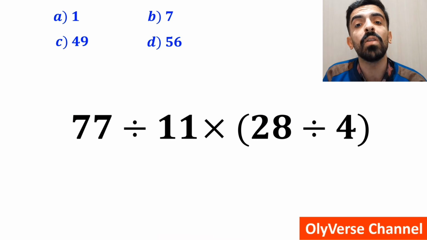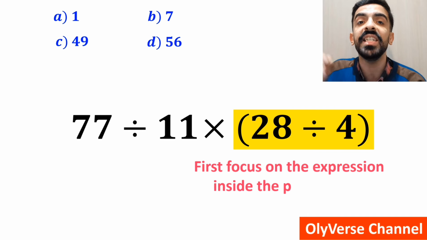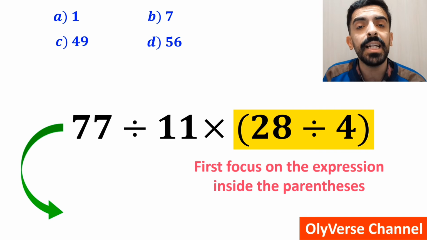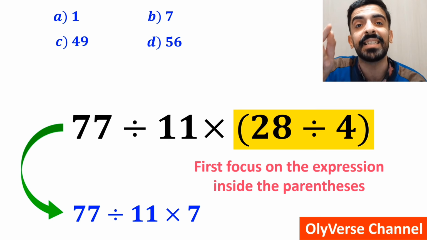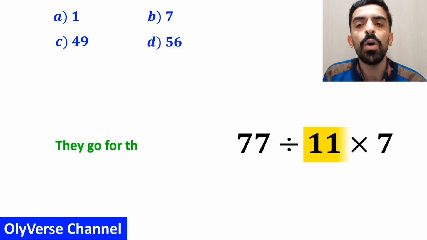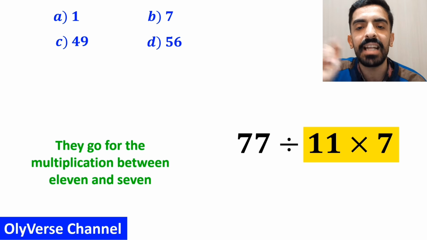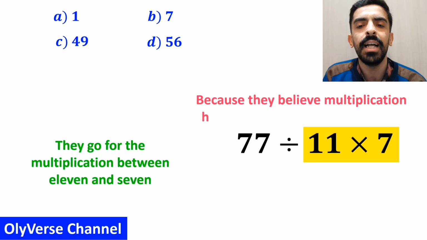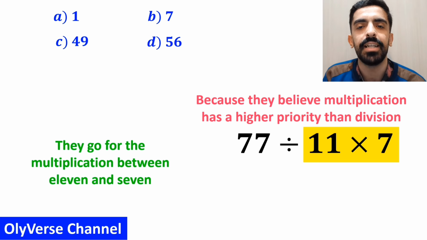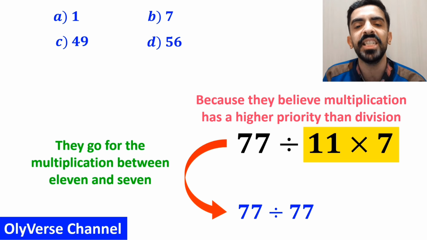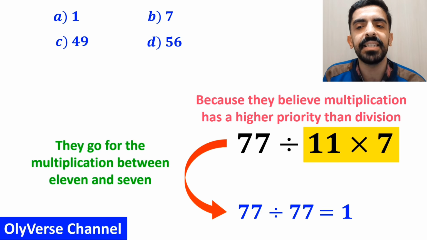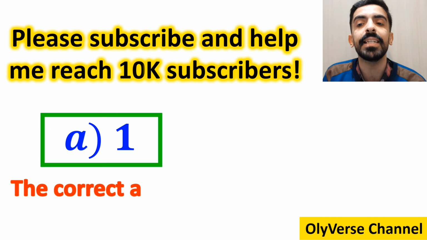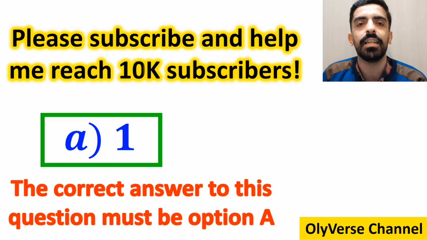Many people, when starting to solve this question, first focus on the expression inside the parentheses, and instead of considering the whole expression, they rewrite it as 77 divided by 11 multiplied by 7. And in the next step, they go for the multiplication between 11 and 7 because they believe multiplication has a higher priority than division. So, they simplify this expression and write it as 77 divided by 77, which finally gives them the answer 1. Then, without any hesitation, they conclude that the correct answer to this question must be option A.